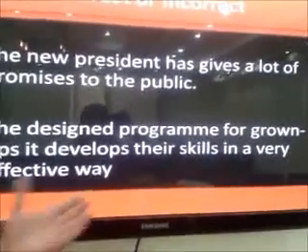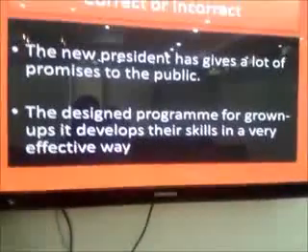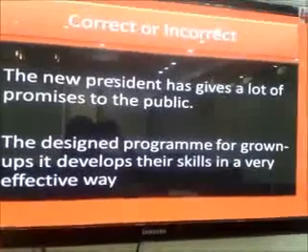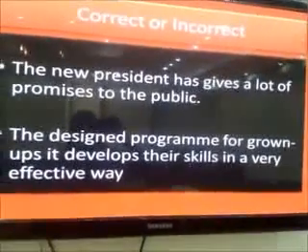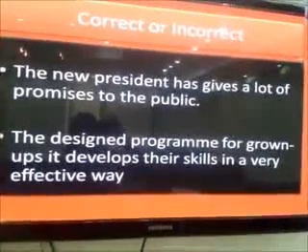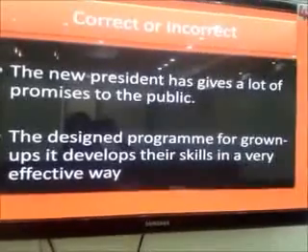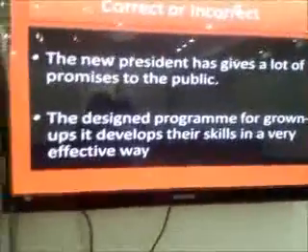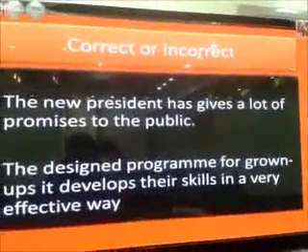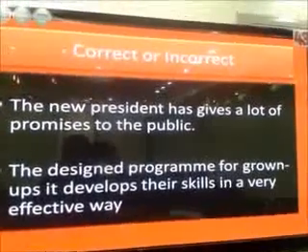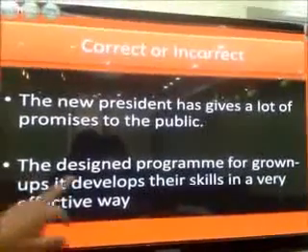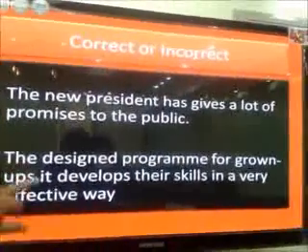Okay, now let's move to this last sentence here, last question in skill number 1, and we've got the designed program for grown-ups. It develops their skills in a very effective way. Same strategy. Look for a subject and a verb. Now, where is the subject now? It's very clear. The designed program. That's a subject. For grown-ups, no. Okay, that's not a subject. We need a verb. So, the design program for grown-ups, it.